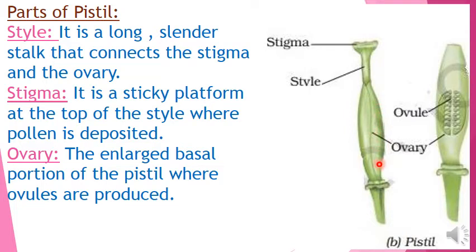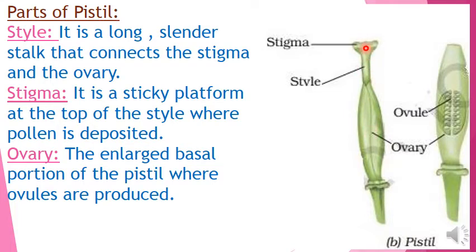Style is a tube-like structure. Stigma helps to deposit the pollen grains which are produced by the male part. That yellow-colored powder-like structure falls on the stigma. It has a hole which is connected with the style. Style is a long, slender stalk that connects the stigma and the ovary. It connects to the stigma as well as the ovary.